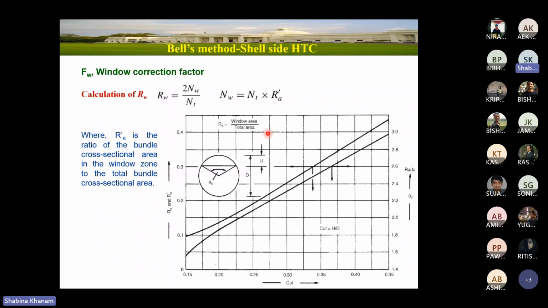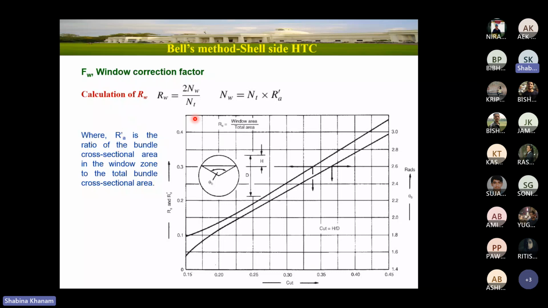Window area in complete shell by shell cross sectional area. I hope you are getting my point. Window area in complete shell by total cross sectional area of the shell. RA prime is the cross sectional area of bundle in window zone by total bundle cross sectional area.